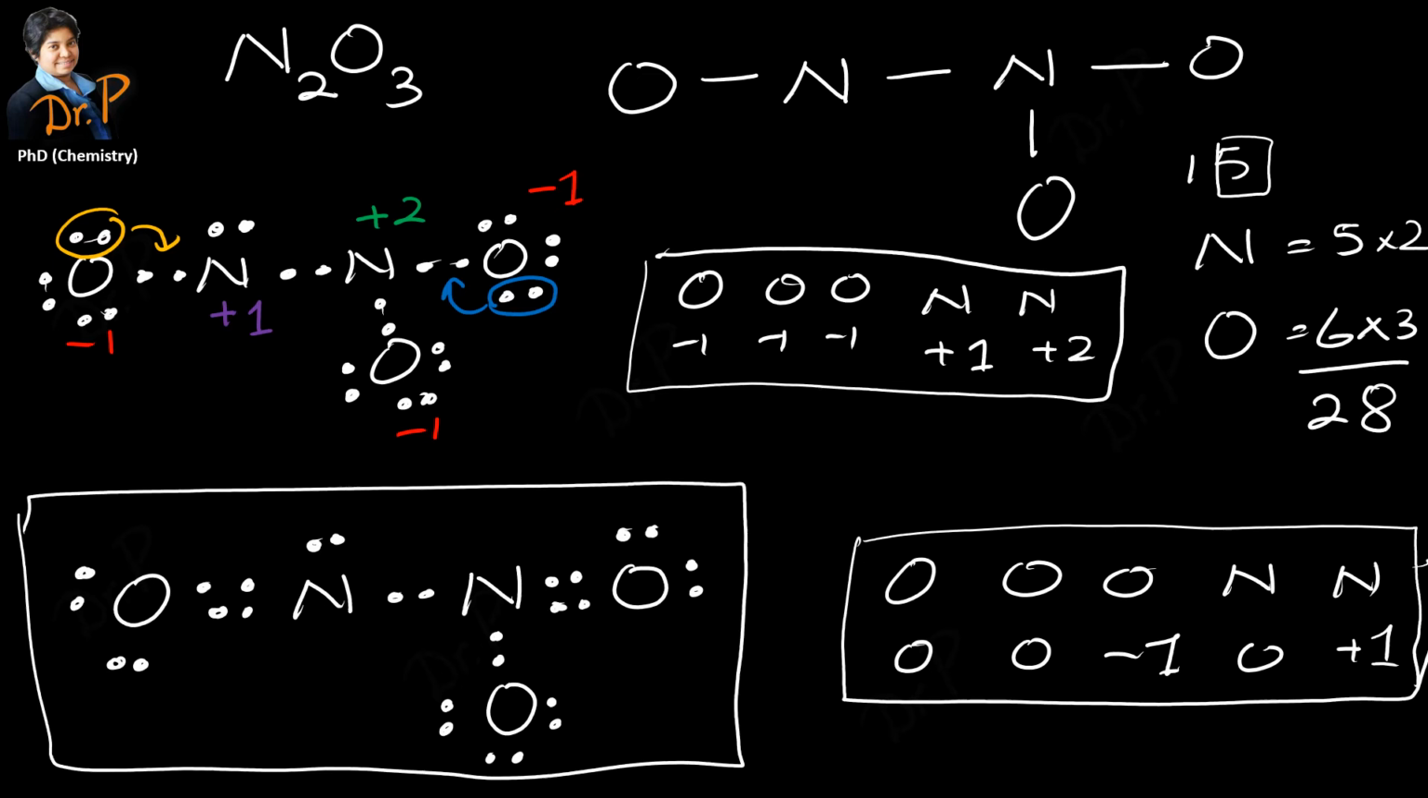But I'm going to make a small change. I'm going to put the bonds as dashes. This is our correct Lewis dash dot structure. Let's find the proper Lewis structure for this formula.